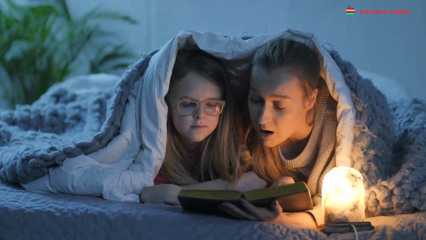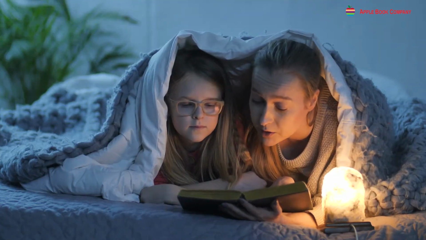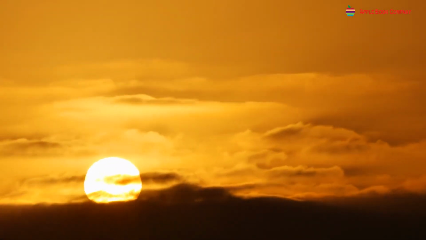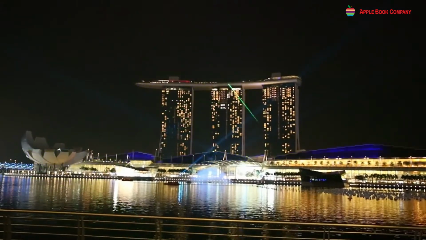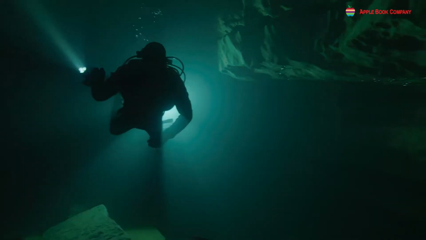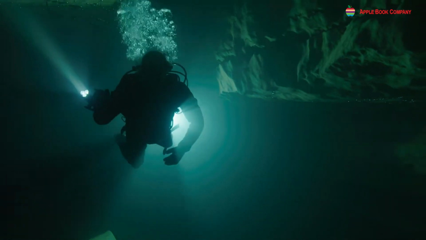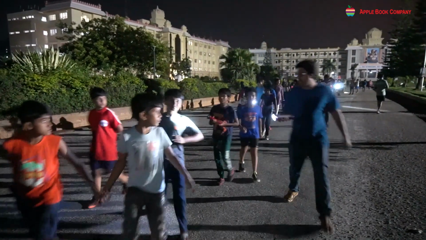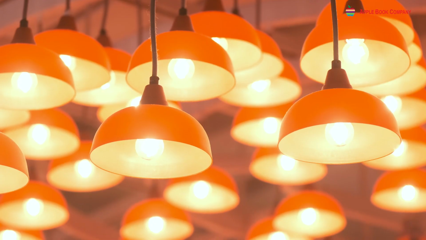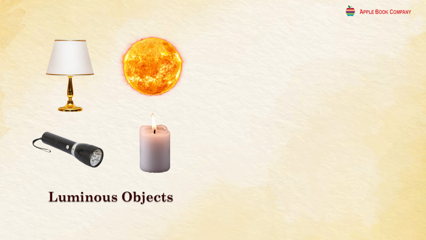We cannot see or read in dark. Sun is the biggest natural source of light on the earth. During night time, we depend on artificial sources of light. We also get light from bulbs, torches, candles and lamps. These light-giving objects are called luminous objects.